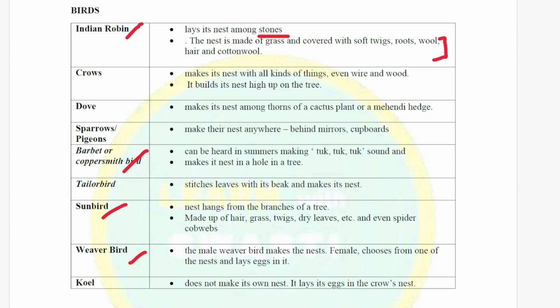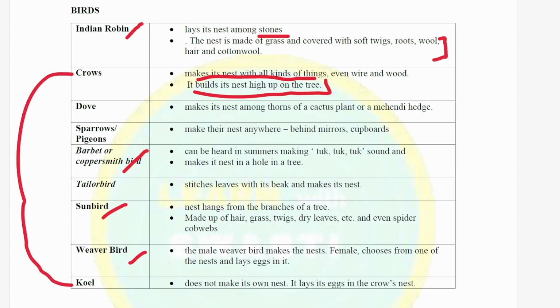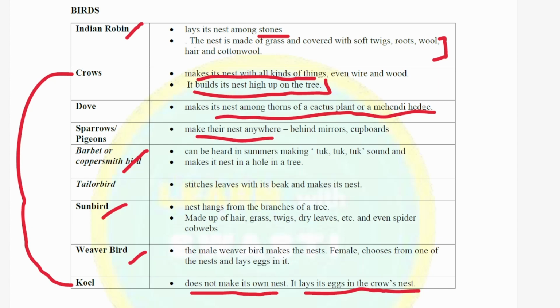Crows also make their nest with all kinds of things, and it builds its nest very high up on the tree. Along with crows, one thing connecting it is the quail, where the quail does not make its own nest. It lays all its eggs in the crow's nest. Also, another thing we know about the quail is that it makes the noise kuhu kuhu and has a very sweet voice. The dove makes its nest among thorns of a cactus plant or on a mehendi hedge. The sparrows and pigeons can make their nest anywhere. They can be in the households, behind mirrors, and cupboards.